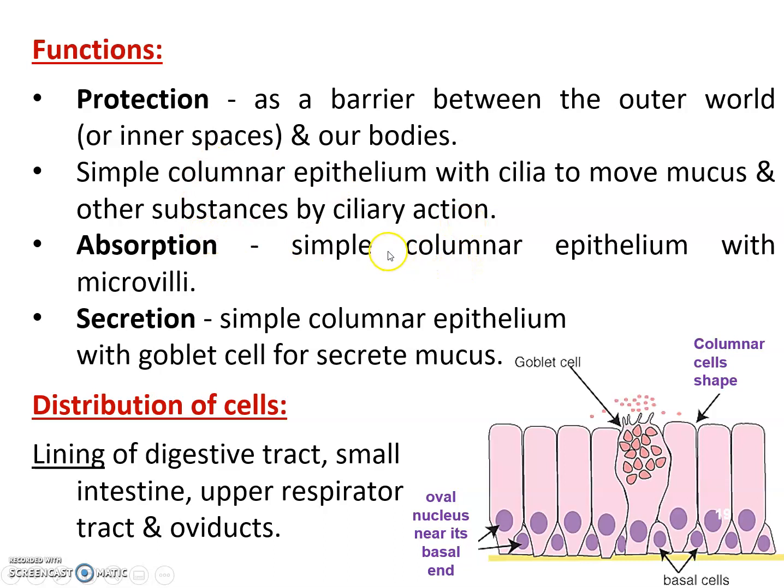Absorption: simple columnar epithelial with the microvilli. Microvilli increase the surface area for the absorption to occur. Secretion: where the secretion of mucus occurs in the goblet cell. So they can be found in the lining of the digestive tract, small intestine, upper respiratory tract, and also the oviduct.